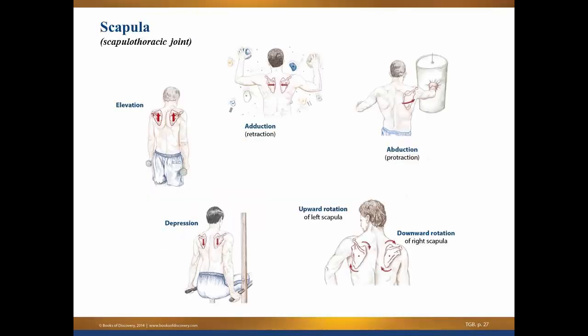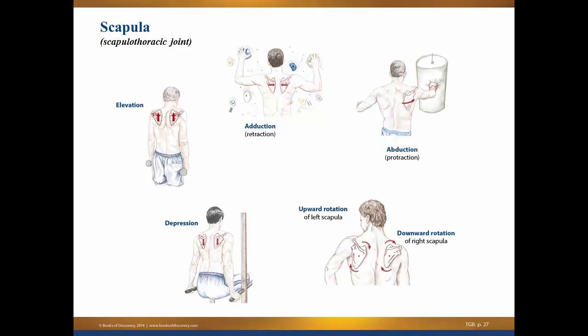Moving on to our next slide, we see an image of the movements of the scapula. It's actually not only movements of the scapula, but something called the scapulothoracic joint. That is not actually a joint, it's the scapula gliding against the thoracic region of the spine. As you can see here, lifting up the scapula creates elevation.